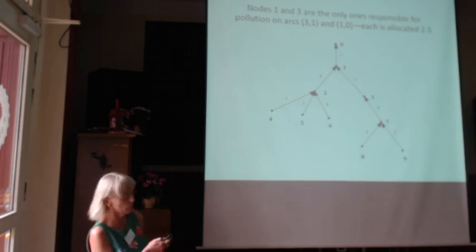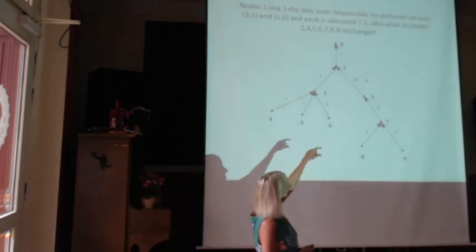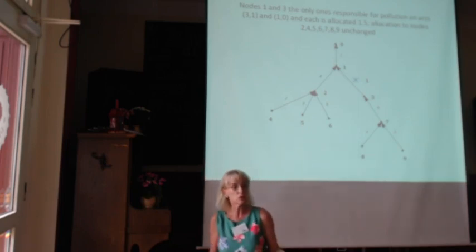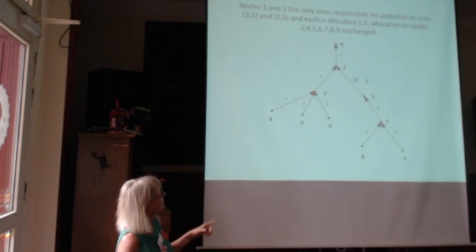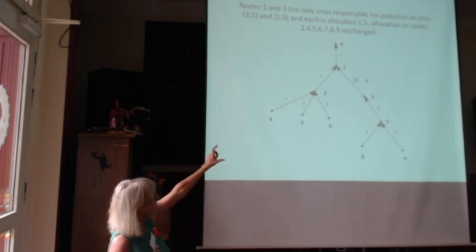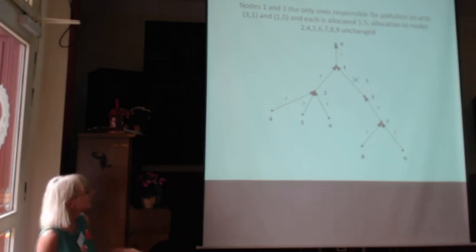Now, suppose that 3 and 1 work together and they reduce this 3 down to 1, so they reduce the emissions. So what we are saying now is that this reduction should only be split by 3 and 1, so their allocation should go to 1.5 each, and nothing should change for the rest of the plants.